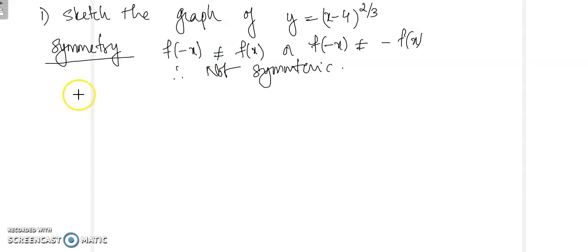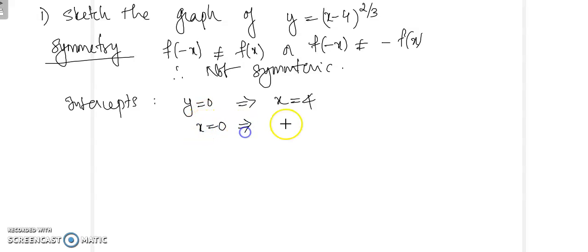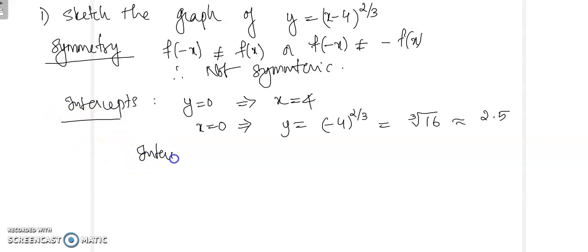And again, let us look at the intercepts. Let us find the x-intercepts first. When you take y equal to 0, that gives x equal to 4. So that is an intercept. And when x is equal to 0, you have y equal to minus 4 raised to 2 by 3, which gives cube root of 16. We can approximately take it to be 2.5. So the intercepts are 4, 0 and 0, 2.5.